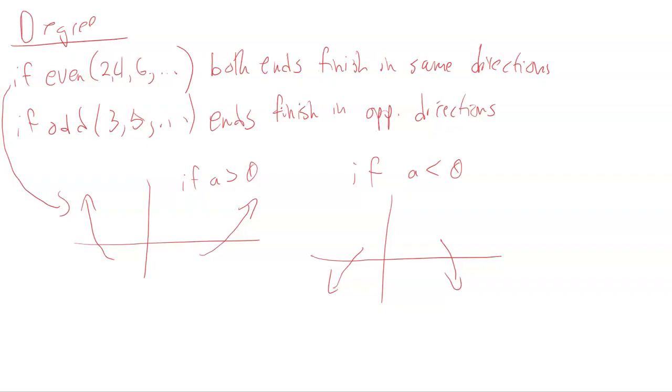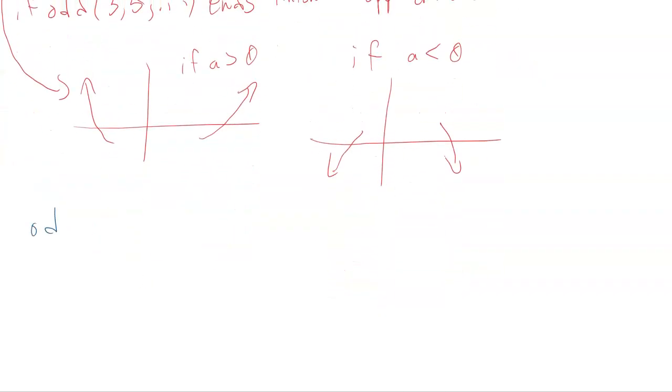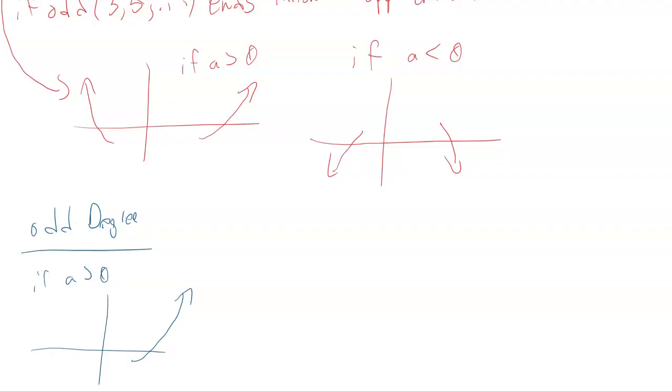If we're talking about an odd function, let's do a different color here. So let's say that if we have an odd degree function, we know that if a is going to be greater than 0, we're going to end up with the right-hand side going to positive infinity, and the left-hand side will be going to negative infinity, right? Once again, what happens in the middle depends on the function. If it's an odd degree function where a is going to be less than 0, they're going the opposite direction. So if the right-hand side is going to negative infinity, then the left-hand side is going to positive infinity.